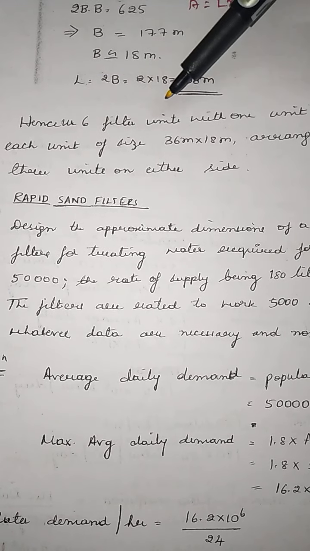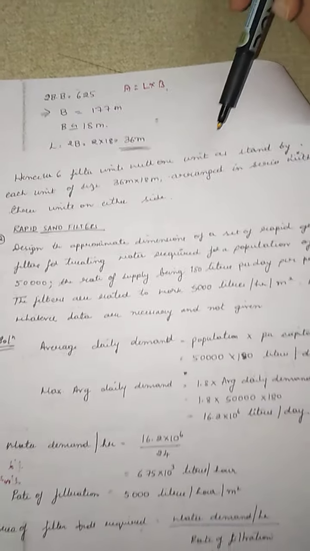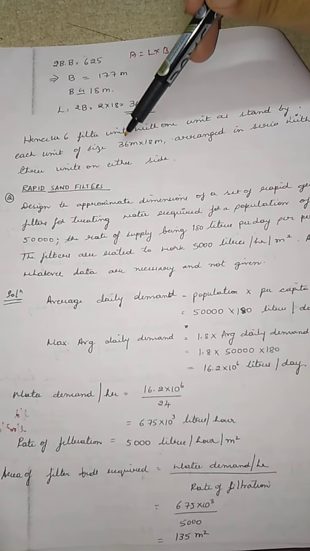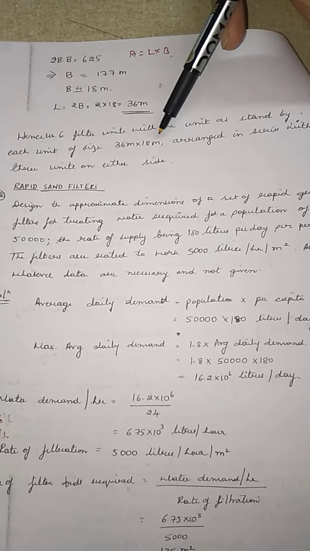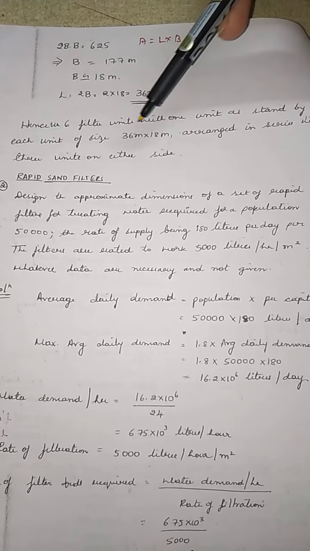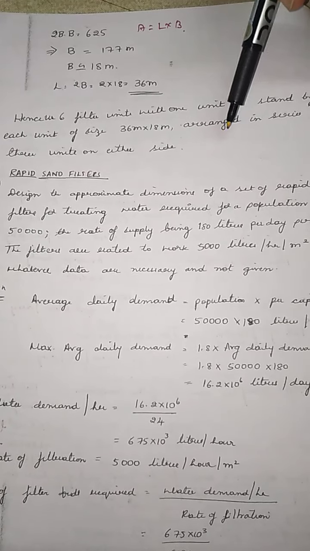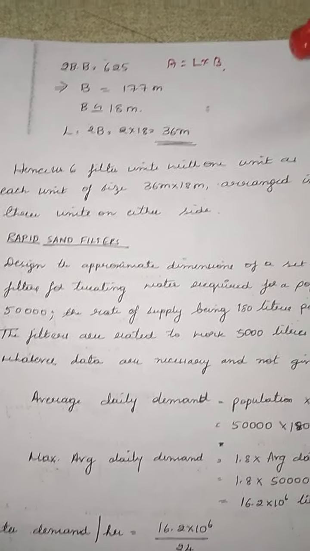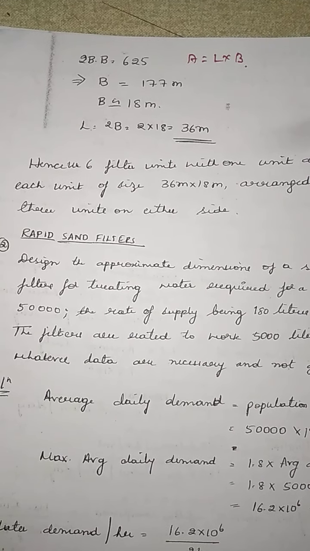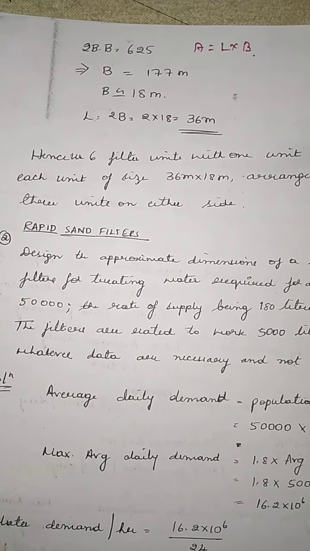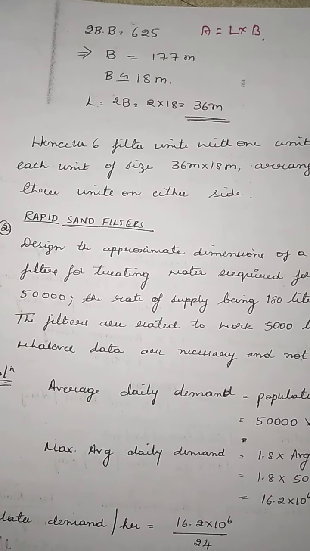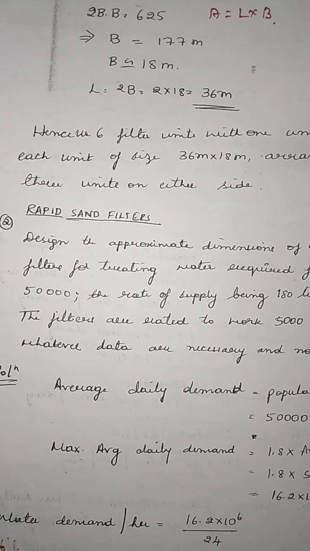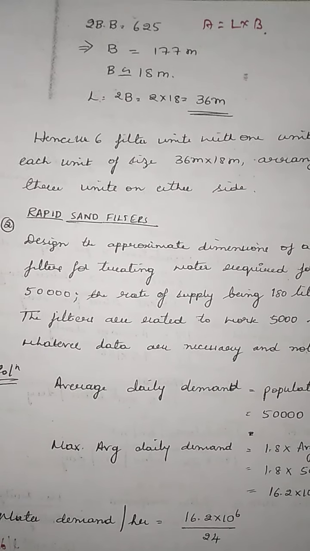Hence, 6 filter beds with 1 unit in standby mode. Each unit will have 36 meters length and 18 meters width, arranged in series with each other. So this is your problem. We have designed the size of the filter bed, with 6 filter beds with 1 on standby mode. So the available filter beds are 5, with 1 on standby mode.